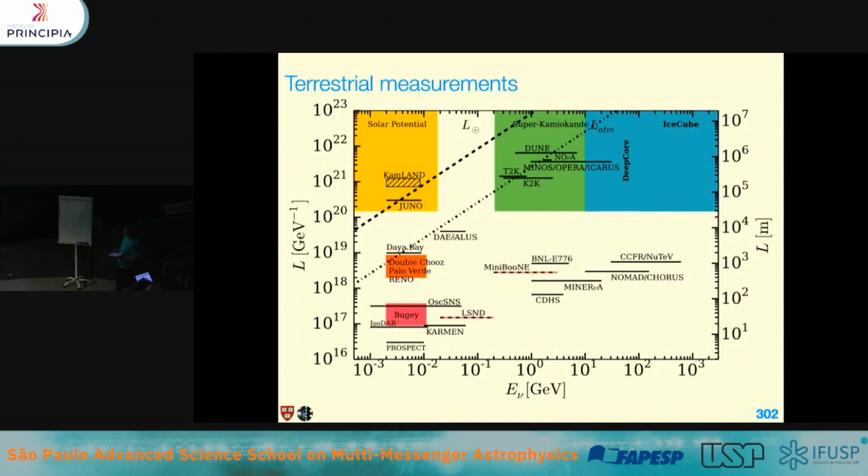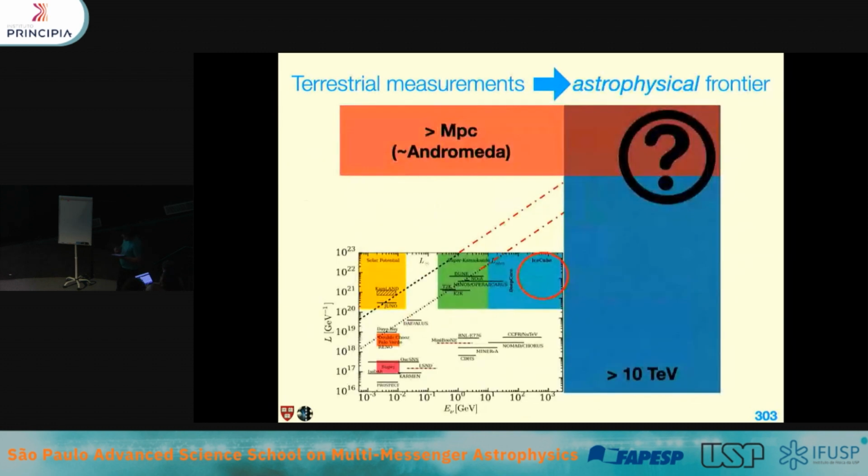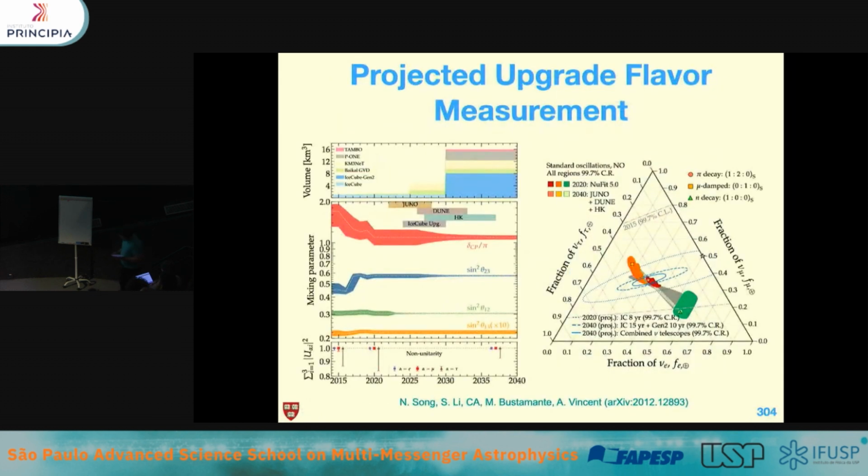OK, so I want to conclude with this. This is how we have measured the neutrinos in the Earth as a function of energy and distance. All of these neutrino experiments have happened. But now we're measuring neutrinos from super high energies and super long distances. And the question is, what will happen? The answer is, we do not know. But the future is quite bright.